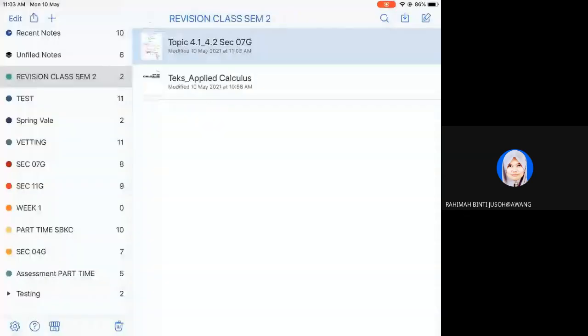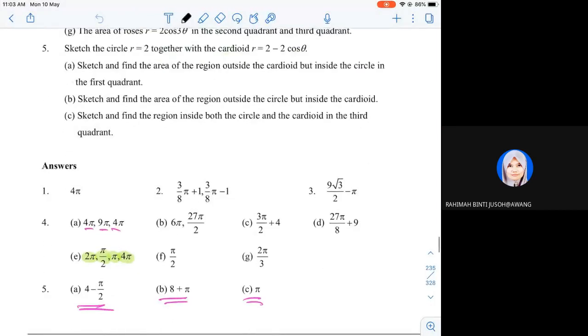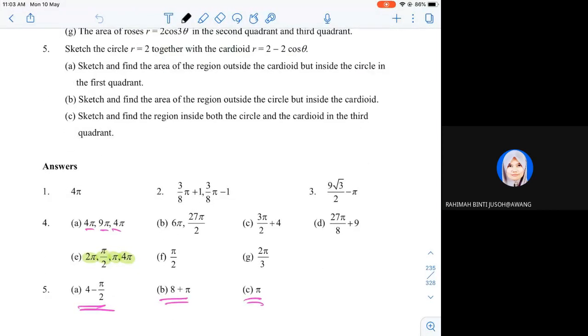Is it correct? Question number 5A: 4 minus pi over 2, yes. Okay.